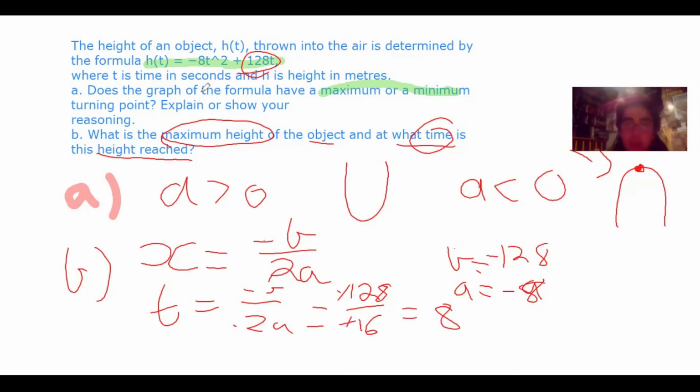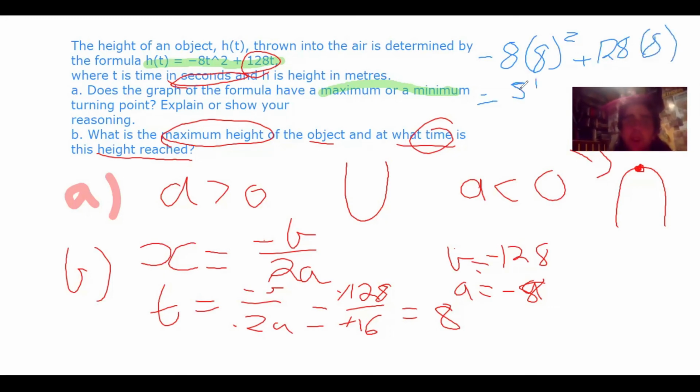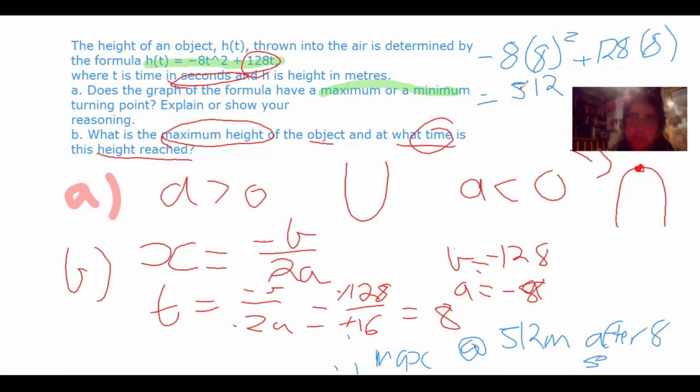Alright, so we know that the time that this occurs is at 8 seconds, but what about the height? Alright, so the way that we're going to be able to find this out is we essentially just sub 8 into the equation. So I'm going to need some more space, so I'm just going to move up in the top right hand corner. So if we sub 8 into the equation, we're going to go minus 8 times 8 squared plus 128 times 8. After putting this in your calculator, you should get 512. So therefore, the max height occurs at 512 meters after 8 seconds. Hope that helped.